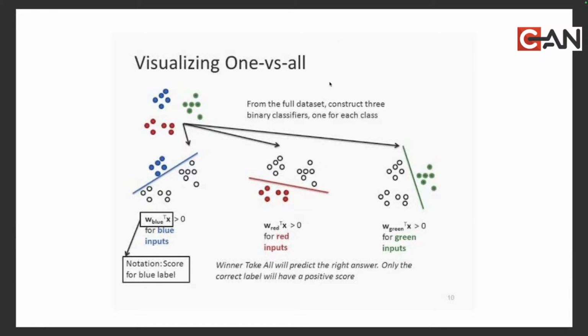So again, another visual of one versus all. We can construct 3 different classifiers, and each of those classifiers has its own decision boundary. So this is the decision boundary: anything on this side of this line is blue for this classifier, and anything on this side is not blue. Anything on this side of the line is red for this classifier, anything above that line is not red. Anything on this side of the line is green, and anything on this side is not green.